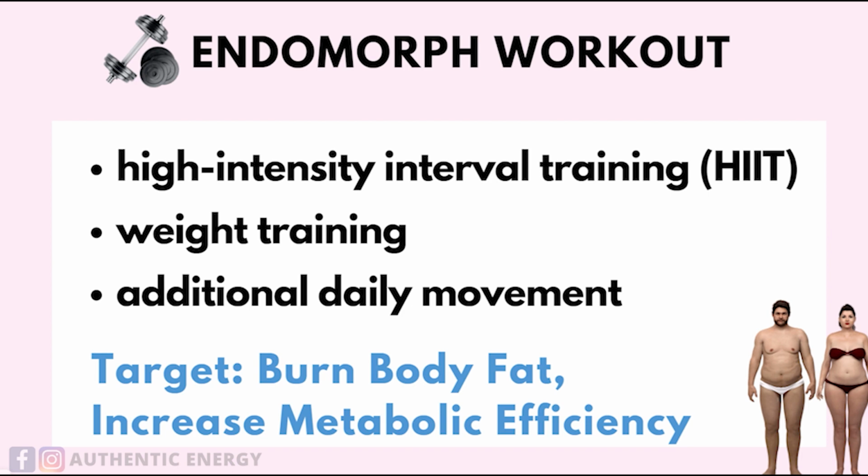For the endomorph bodies, the target is actually to help the body burn body fat and also increase metabolic efficiency. As I mentioned before, endomorph bodies tend to have slower metabolism, right? So when we do the workouts, we want to use the most efficient workout that can help your body burn the most fat and also increase the metabolism. What is recommended is high intensity interval training, the HIIT training. A lot of you love it, right?